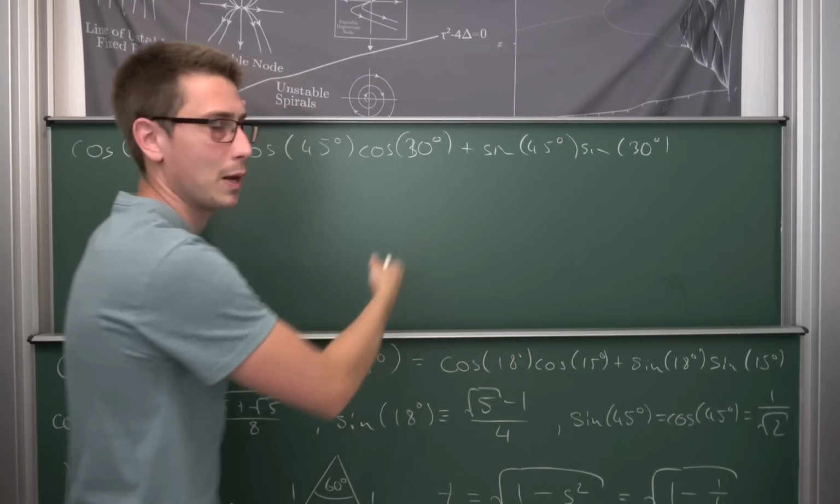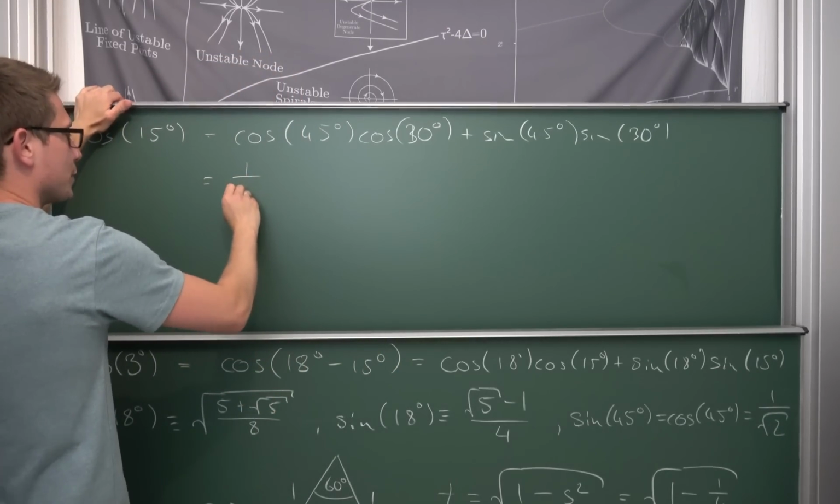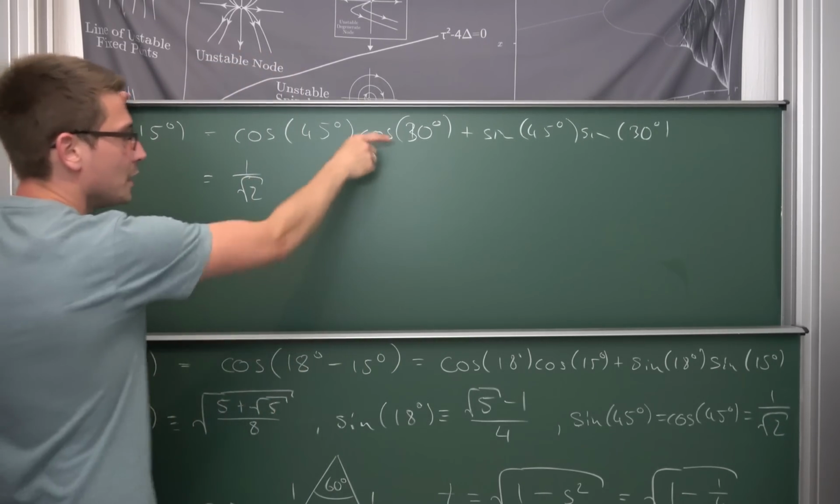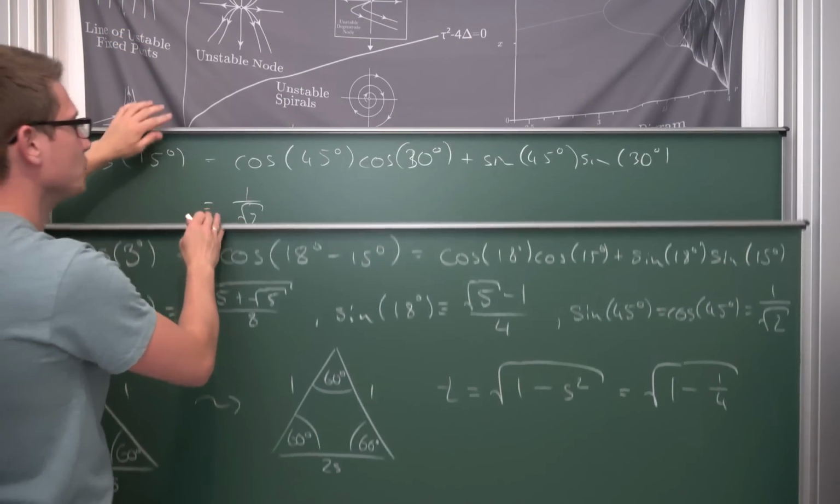And now we can just start plugging our values in. I mean, cosine and sine are completely equal at 45 degrees, so 1 over square root of 2. Cosine of 30 degrees is, by what we found out, square root of 3 over 2.